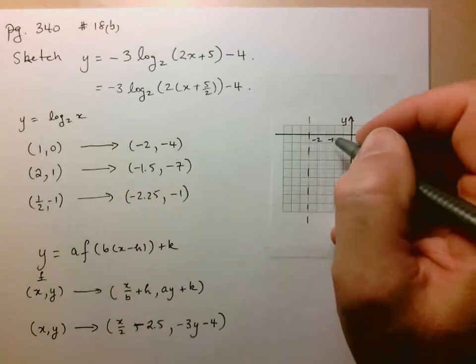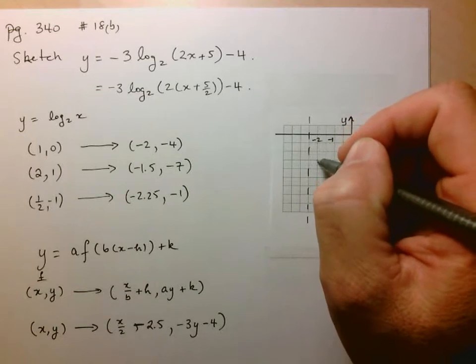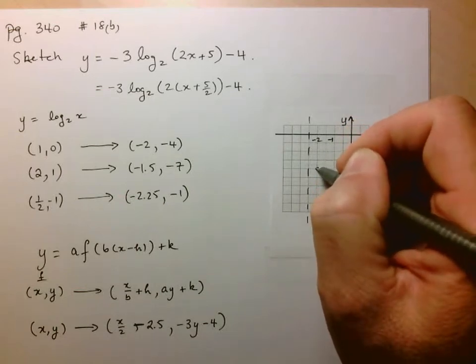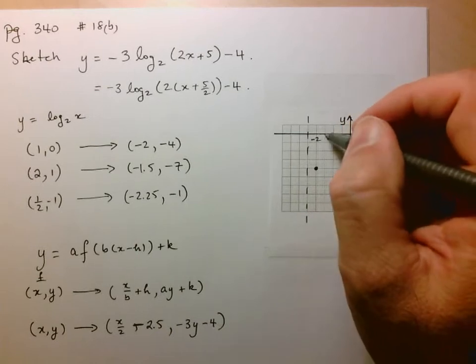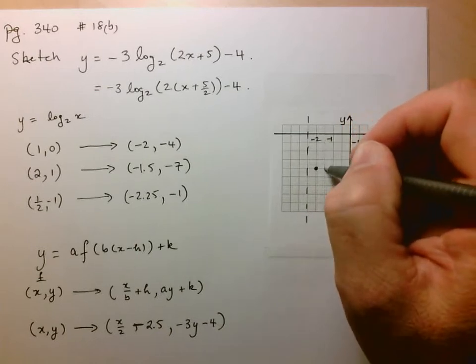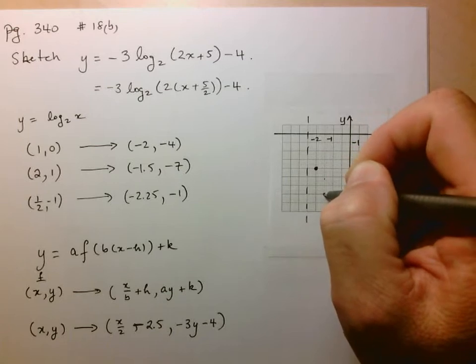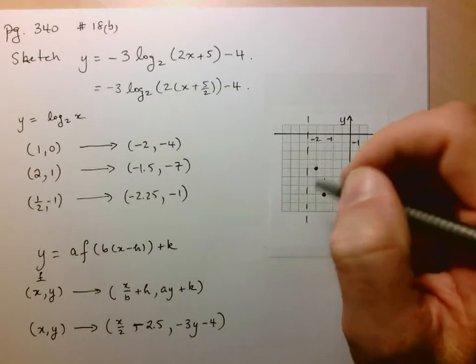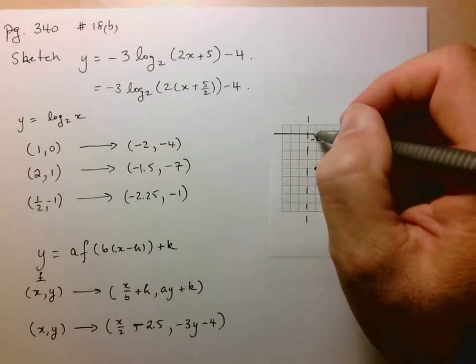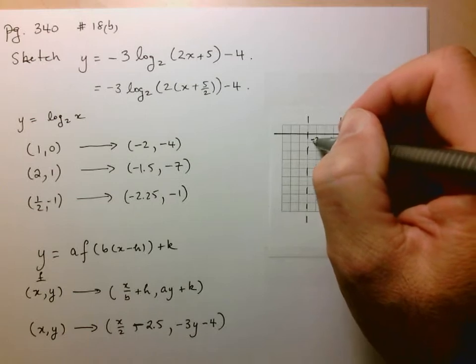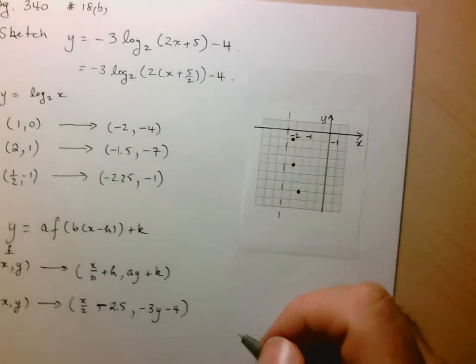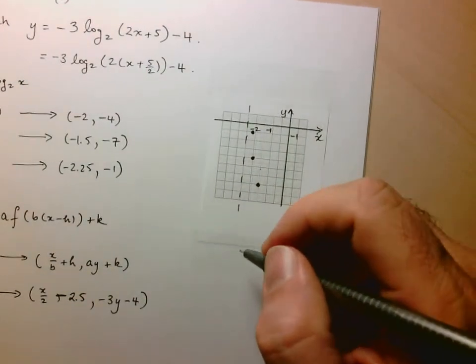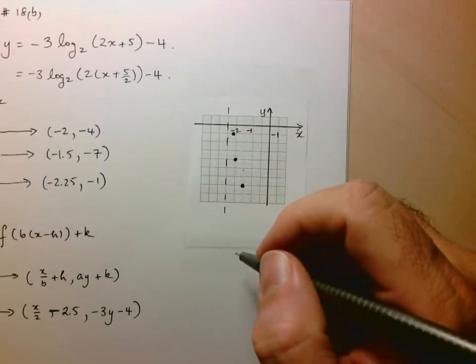So negative 2, negative 4. So negative 2, 1, 2, 3, 4. There's 1 point there. And we have negative 1.5 and negative 7. So 4, 5, 6, 7. There's another one. And then we have negative 2.25, so 2 1/4 at negative 1. So somewhere there.